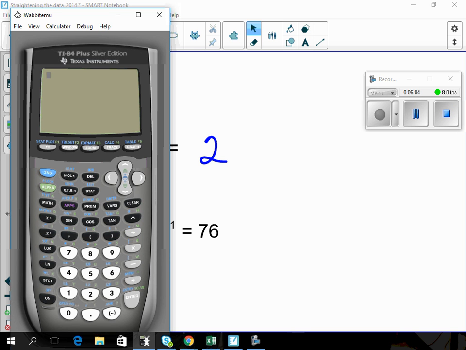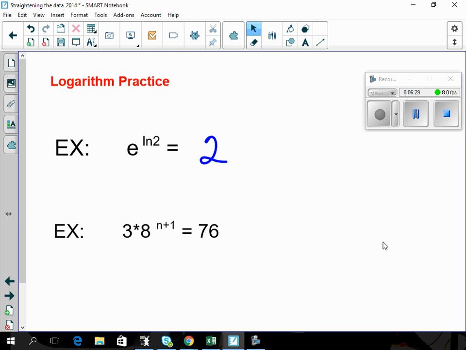The Smartboard calculator is hard to read, but e is, where is it? Oh, second divide 10, thank you. So it's e raised to the natural log of 2, okay? And you do get, in fact, 2. So the calculator will also help you with that, okay? All right, what about this one?